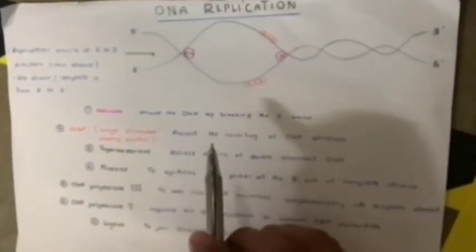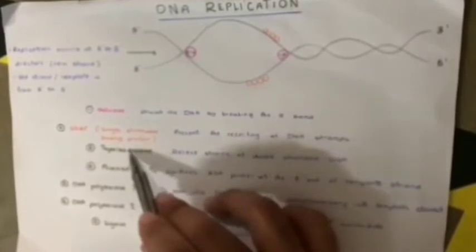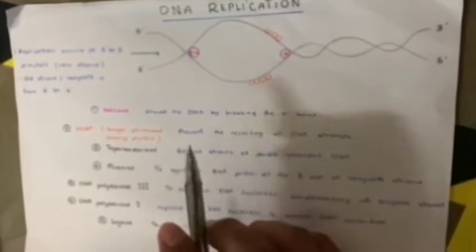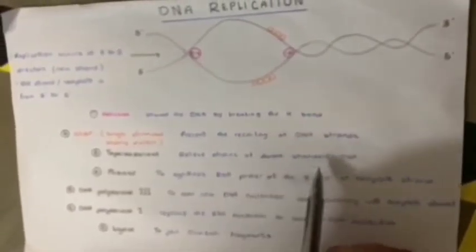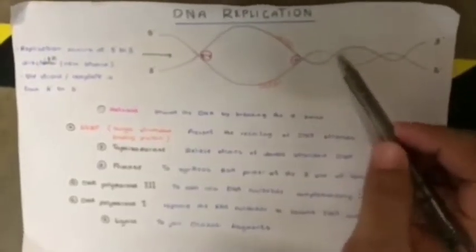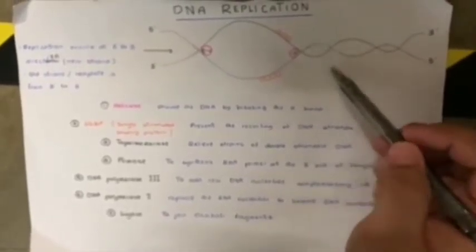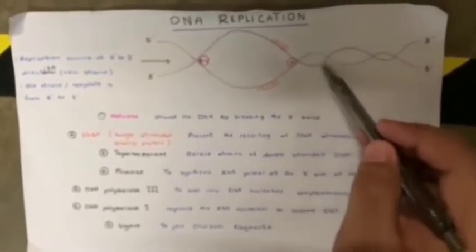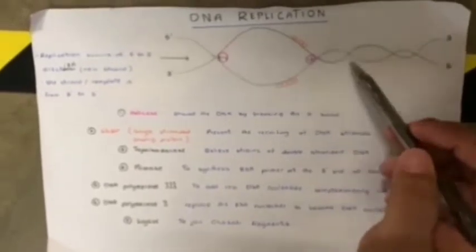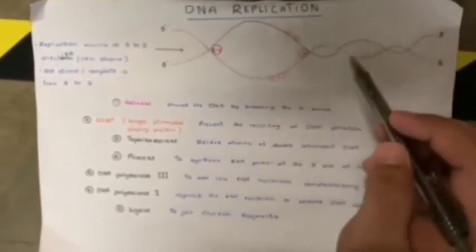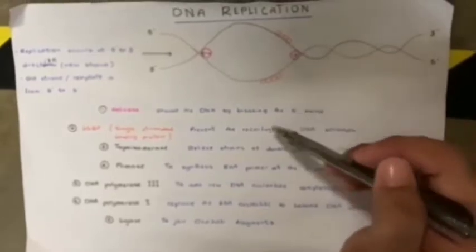After that, we proceed with the third one. That is the topoisomerase. Topoisomerase's function is to relieve strain in double-stranded DNA. When the helicase is going to unwind the DNA, at the end of the replication forks, they will need to form strain. Thus, to relieve this strain, we need to use topoisomerase.